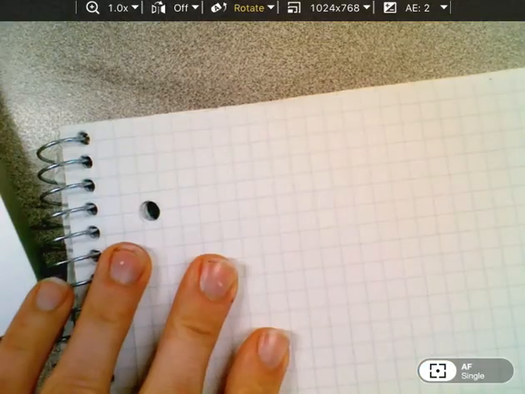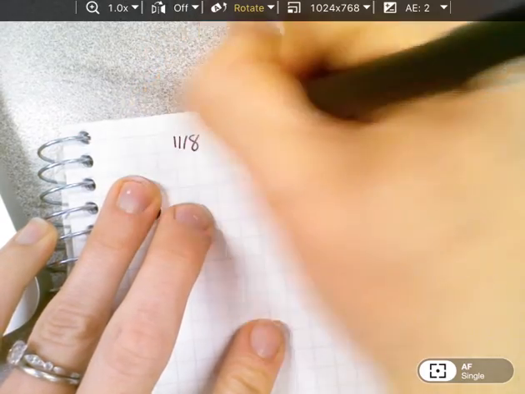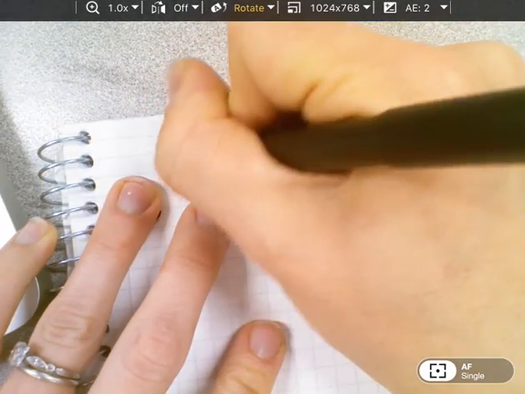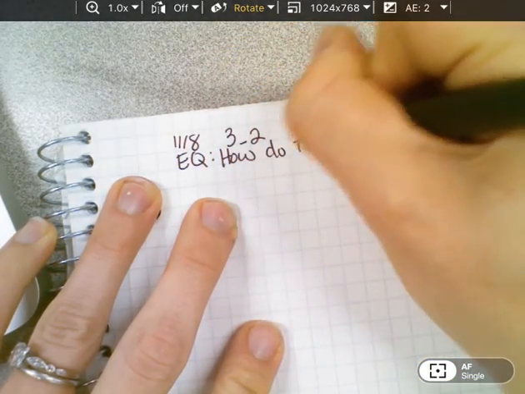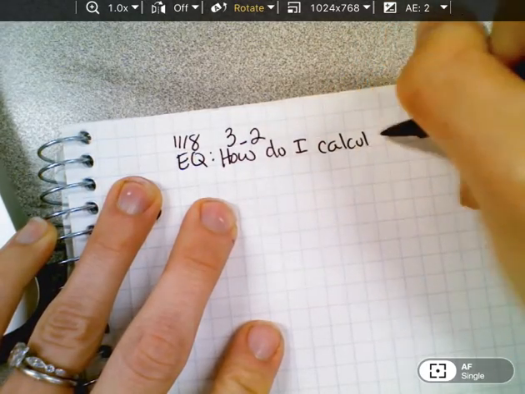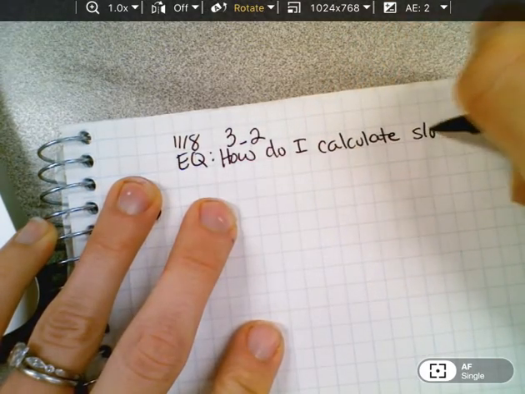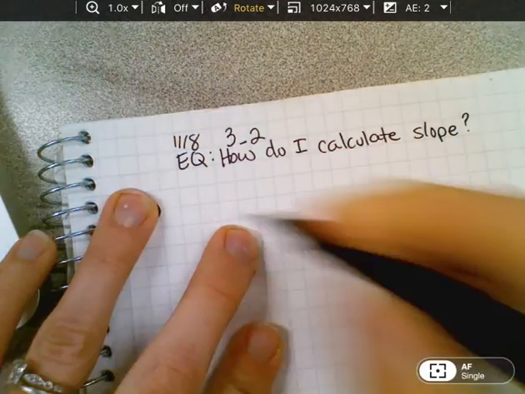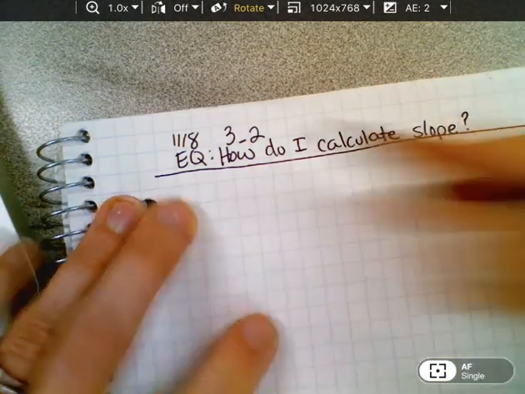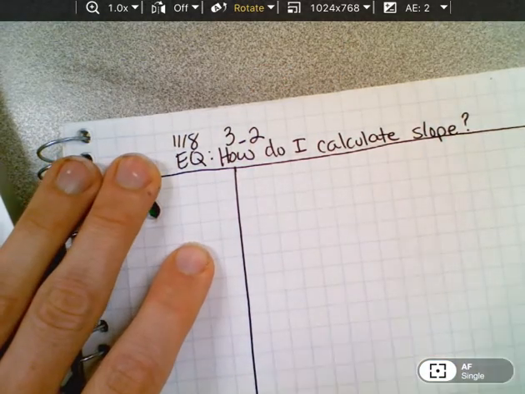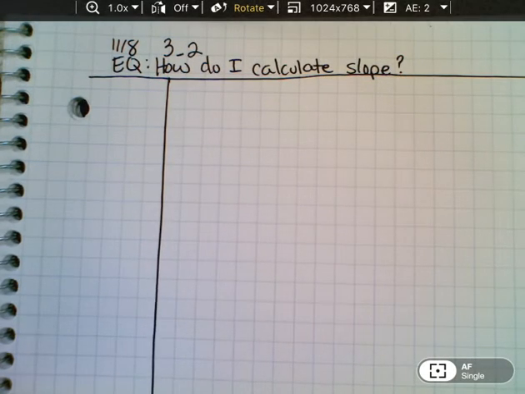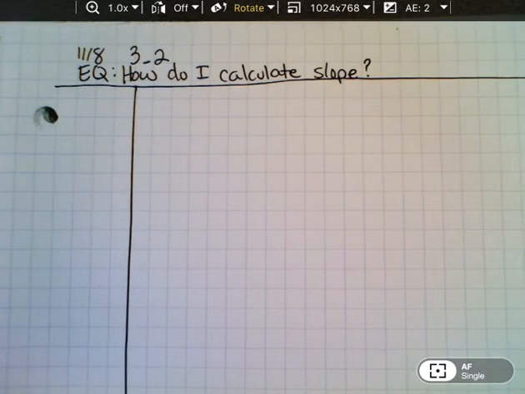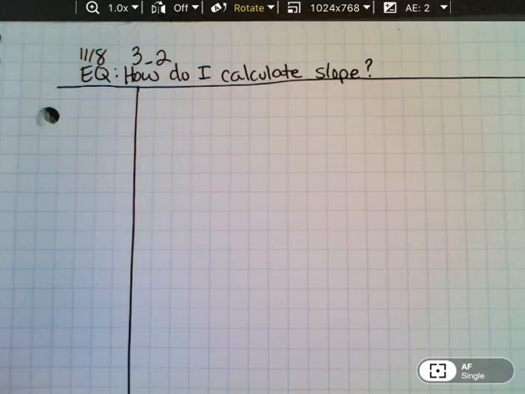So today, once again, November the 8th, Unit 3, Lesson 2. Today's essential question, very simple: How do I calculate slope? And hopefully the sub gave you a handout. It has a few examples on it. And later on, while we're taking notes, we will cut those out and get them glued into our notebook. But for now, we are going to talk about what slope is.